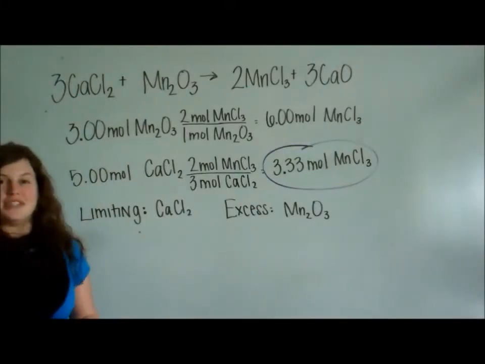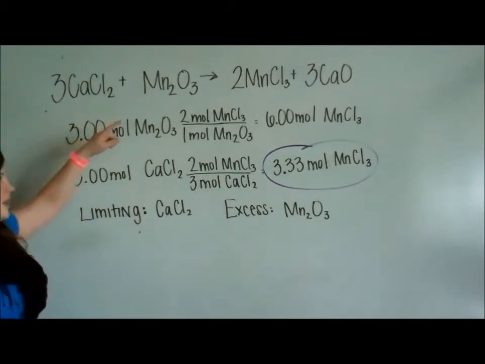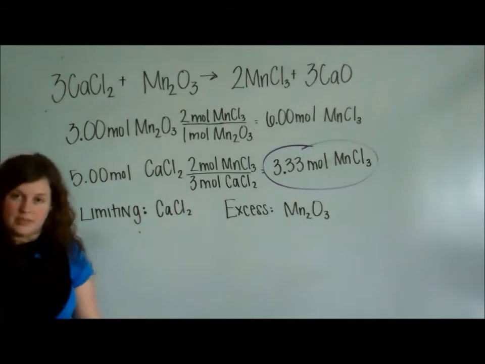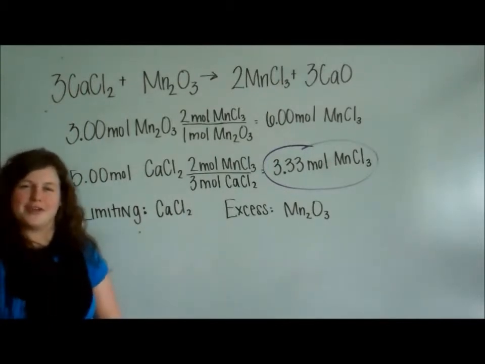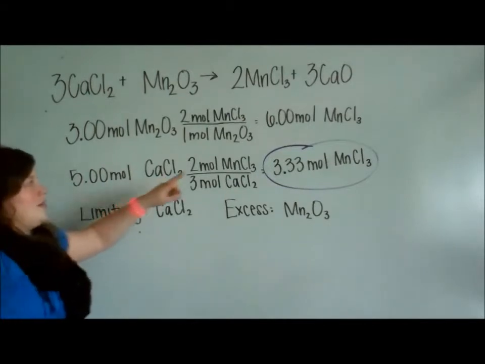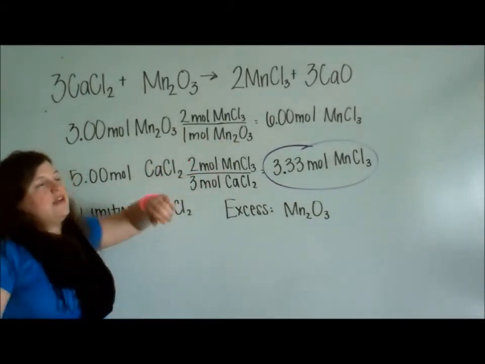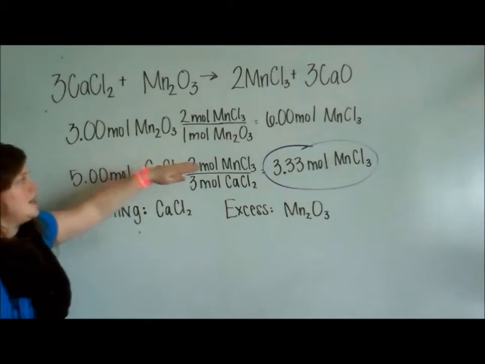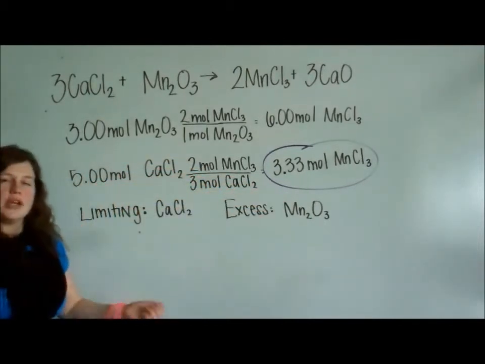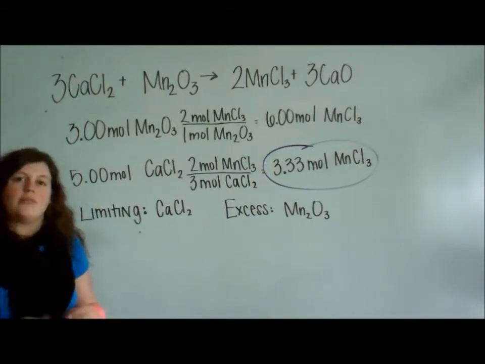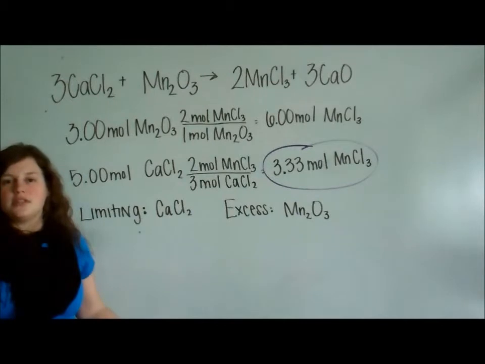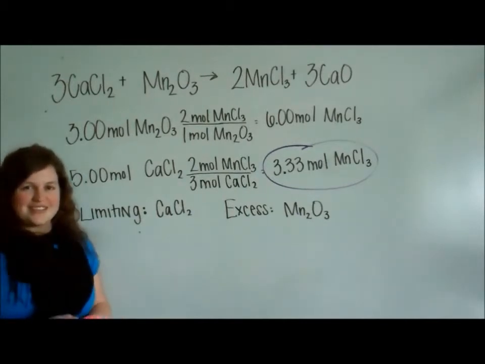Okay, let's see how we did. We took our calcium chloride and our manganese 3 oxide and we mixed them together and we got manganese 3 chloride and calcium oxide. Easy enough. You guys can write a balanced equation by now. And then we used our stoichiometry and we ended up with 6 moles of manganese chloride if we started with manganese oxide, and 3.33 if we started with our calcium chloride. So calcium chloride is our limiting reactant and our manganese 3 oxide is our excess reactant. So what we need to determine now is how much of that excess will be left.